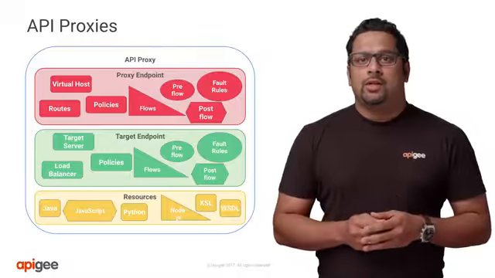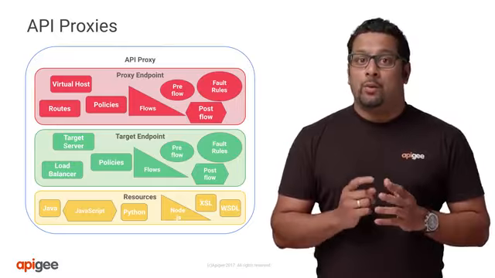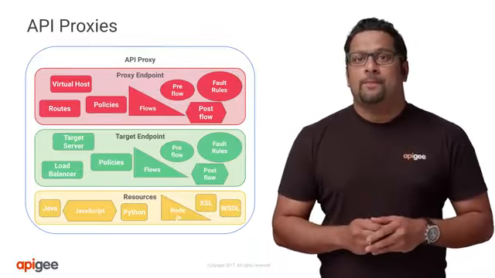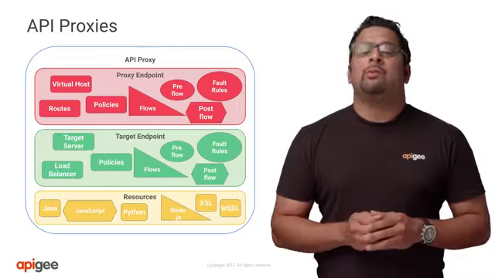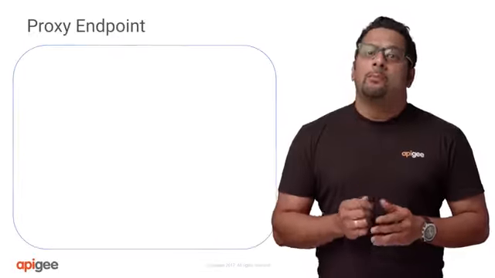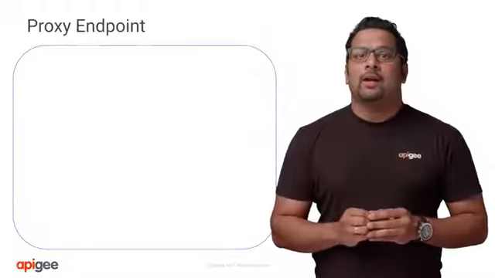An API proxy usually has one proxy endpoint or one target endpoint. However, you can have more as well. Within these components, there are different entities which we will be covering shortly. Proxy endpoint contains the API proxy flows closest to the client.